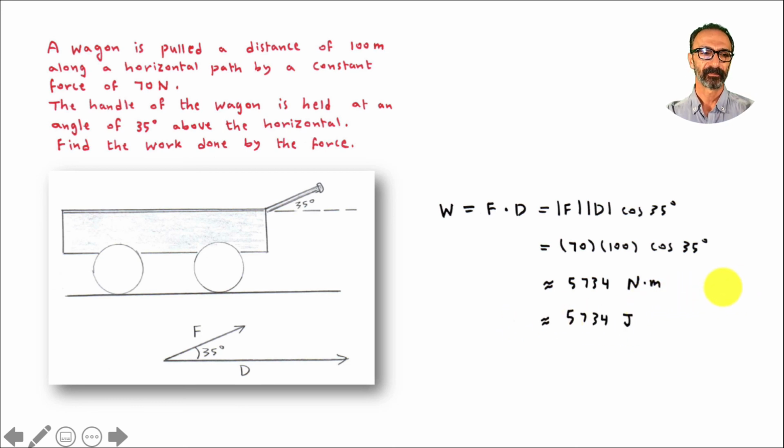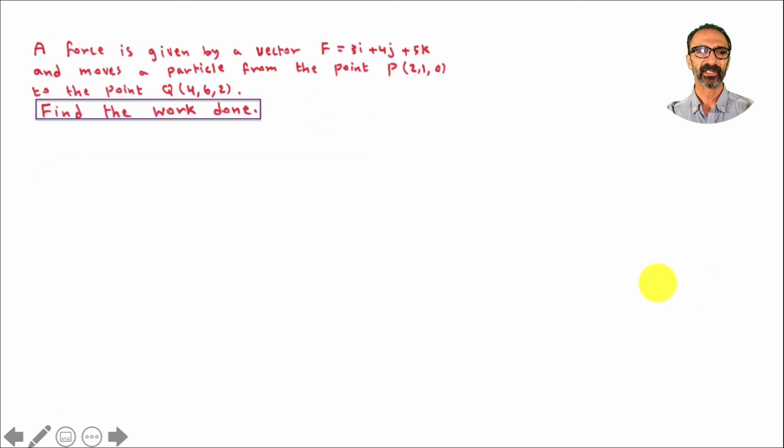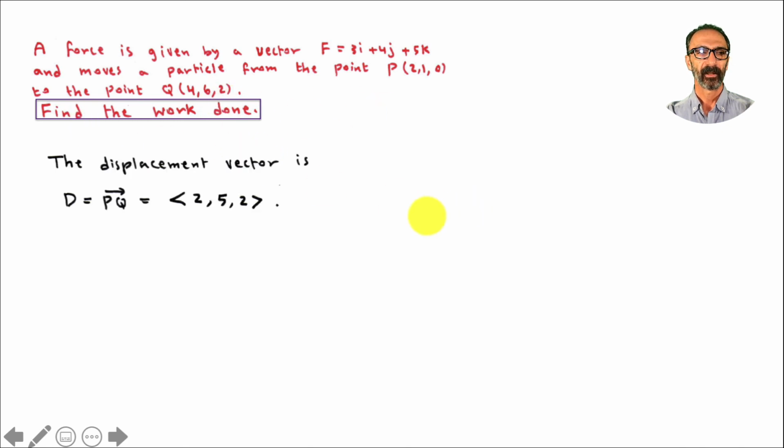Here's another example. A force is given by the vector F equals 3i plus 4j plus 5k and moves a particle from the point P, which is (2,1,0), to the point Q, which is (4,6,2). Find the work done. The displacement vector is from point P to point Q. We could do it like this. Take a look. 4 minus 2, 2. 6 minus 1, 5. 2 minus 0, 2. Now we have D.